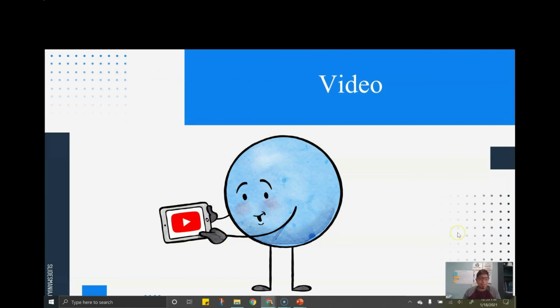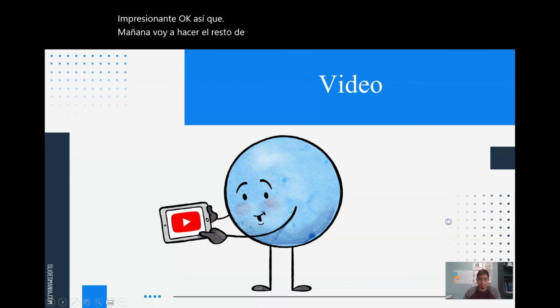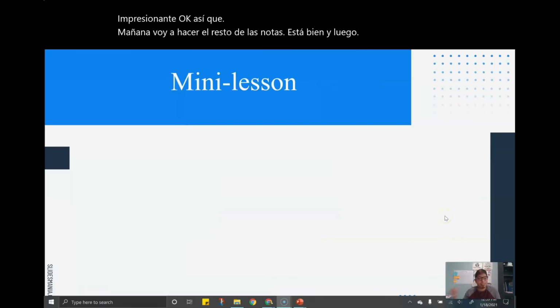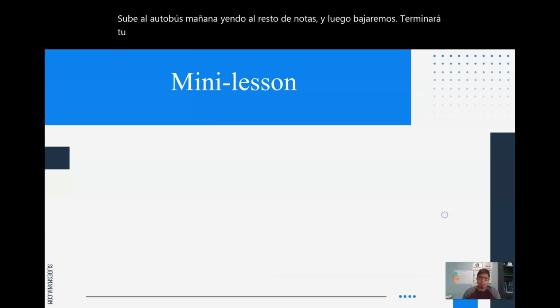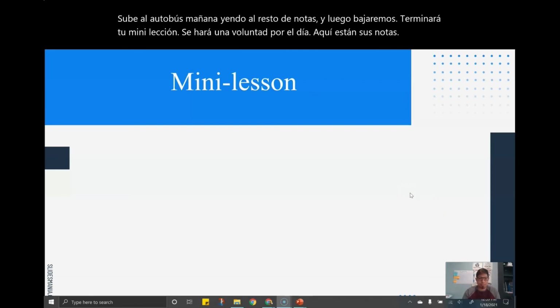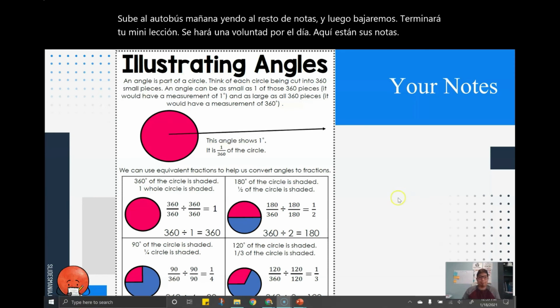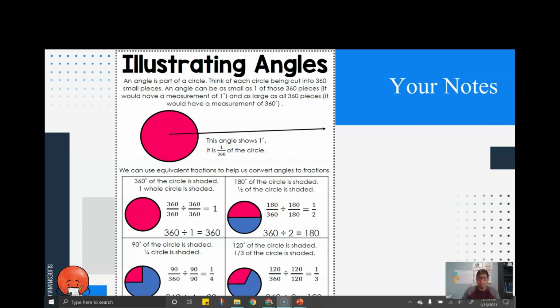Awesome. Okay, so tomorrow I'm going to do the rest of the notes, and then we'll finish our mini lesson, and then we'll be done for the day. Here are your notes. Make sure that you copy them down well, so that way you can see them. And then we will be done with everything. I'll see you tomorrow. Bye.